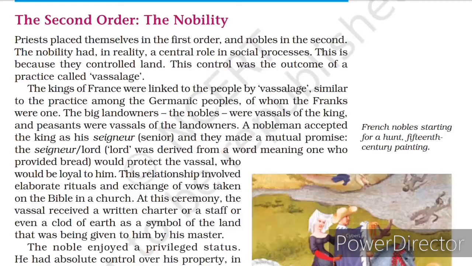Now you can see priests need something to eat, and they cannot produce food on their own. They have to depend on someone, that is land, and the land belongs to the nobility. And now the nobility is the second position, we can say, and this nobility does all the things.